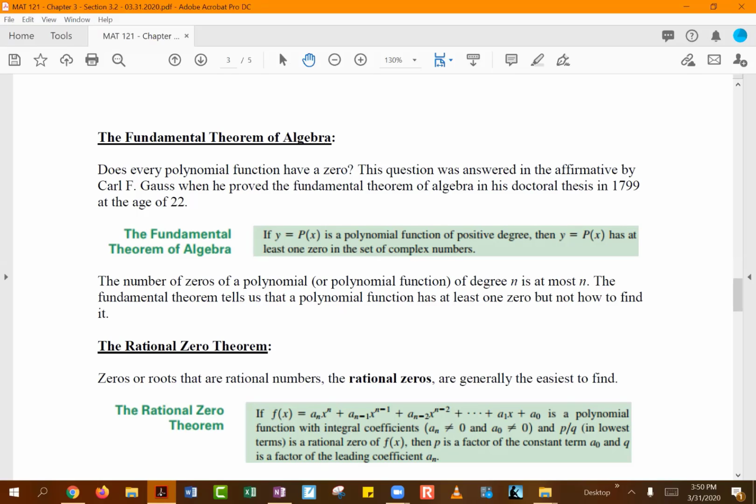So I thought that was a pretty neat fact about how young he basically got his PhD. So that was kind of neat.